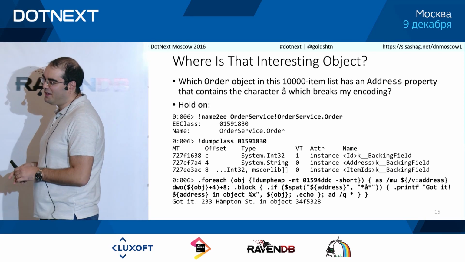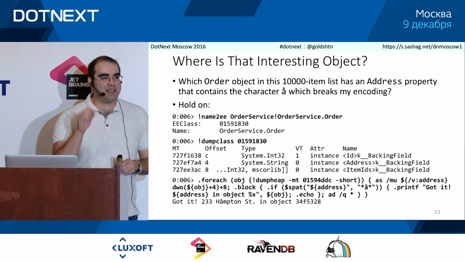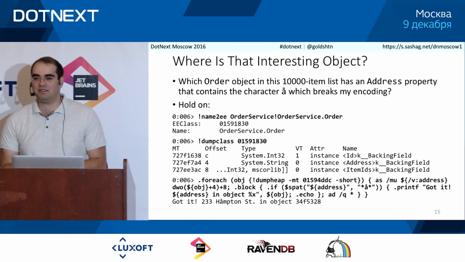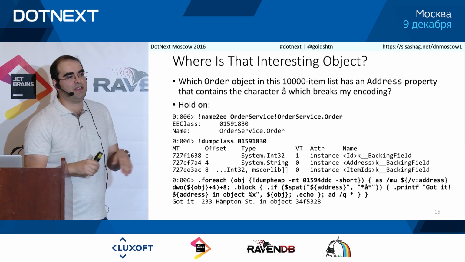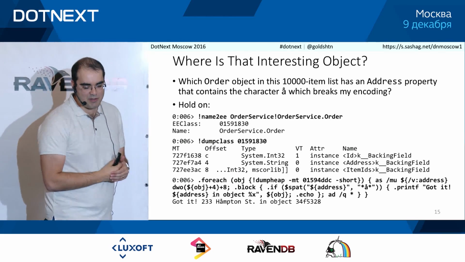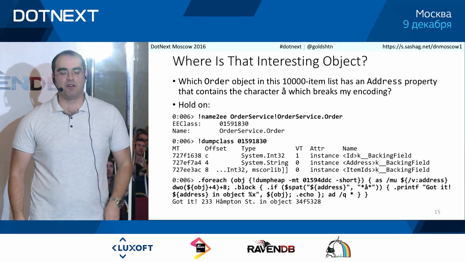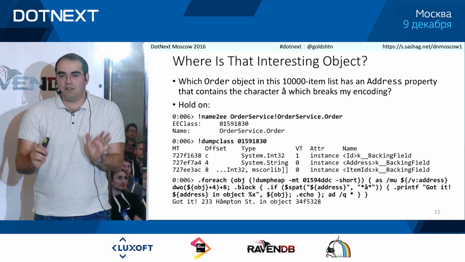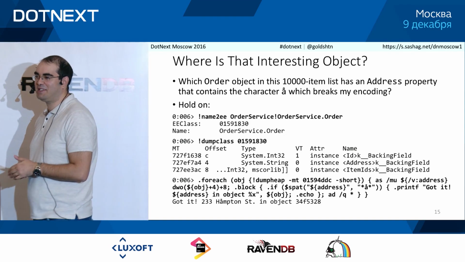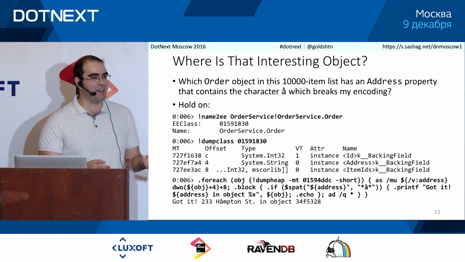How is it bad? For example, it contains this character A with a little round dot on it, and that breaks my encoding and I can't use it. It's a broken object. So how do you find this one broken object? It is not very pretty, but it works. We'll see another way as well towards the end.